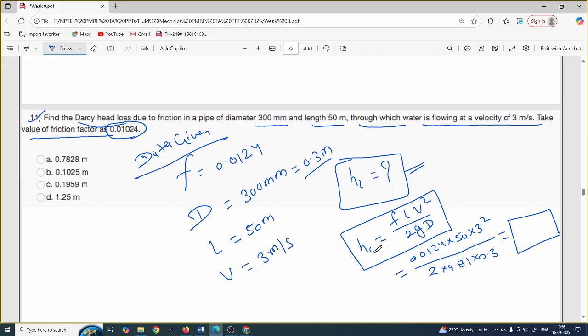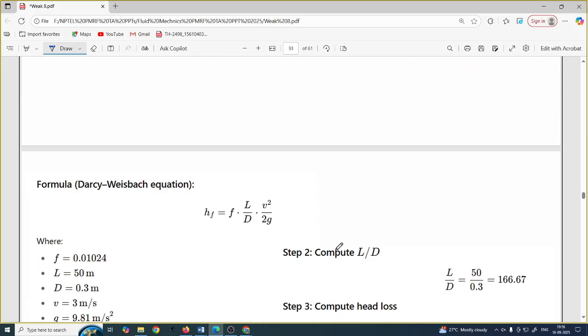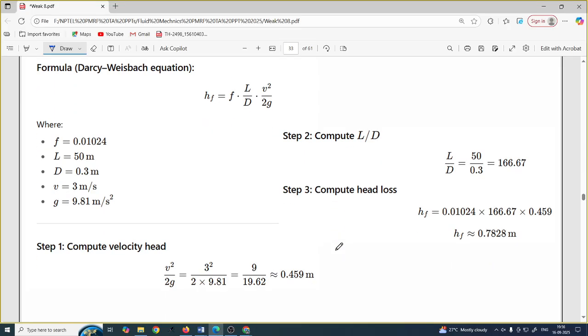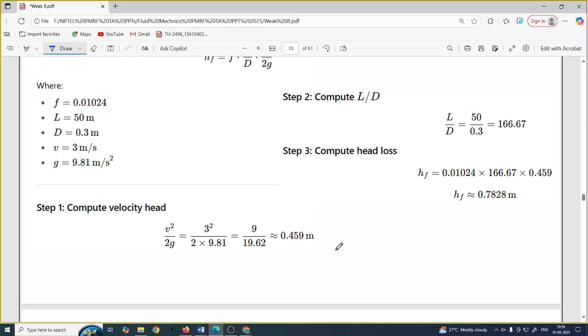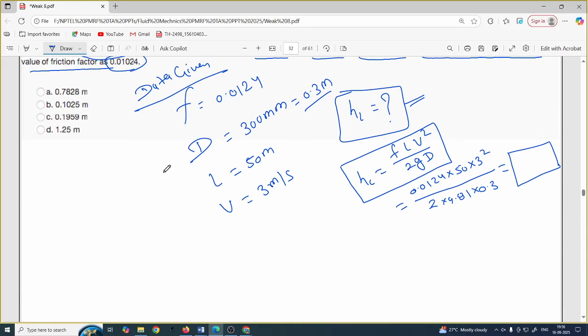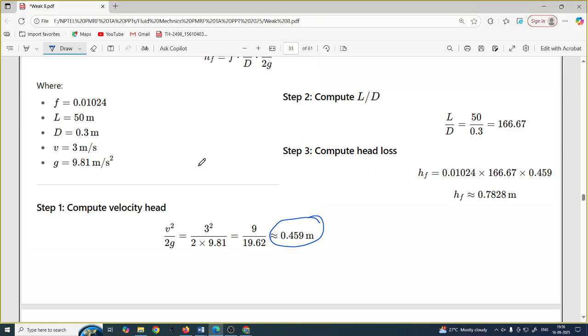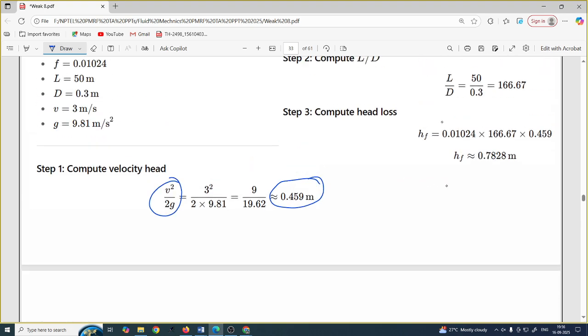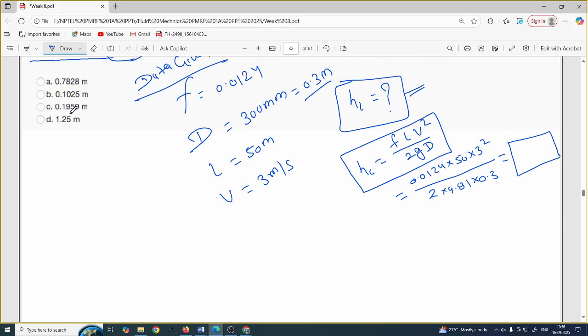So I'll just show you. This is your final answer, 0.459. Oh no, this is your velocity head, V square by 2g. So the final answer is this one, 0.7828. Yes, option A will be correct.